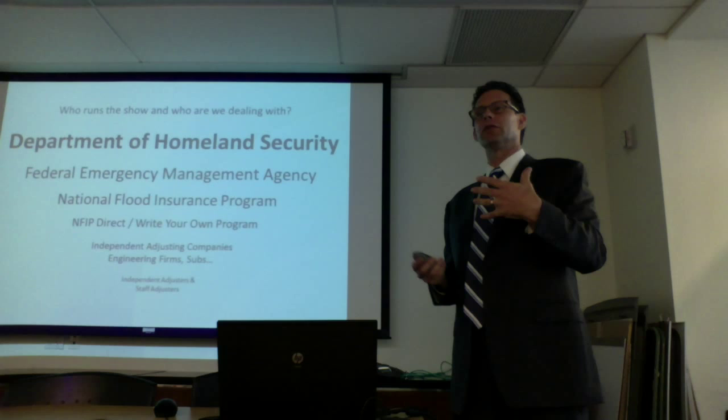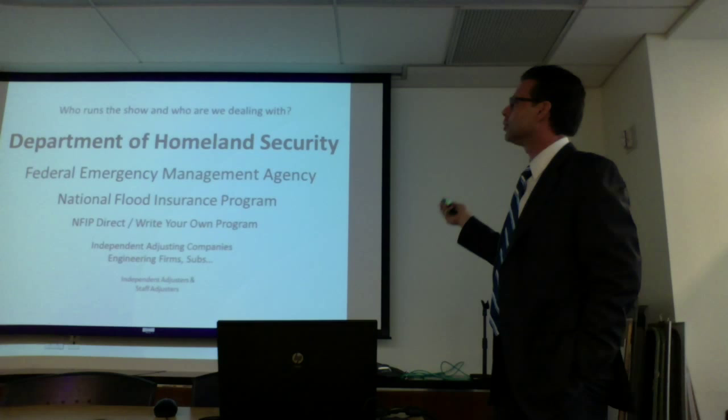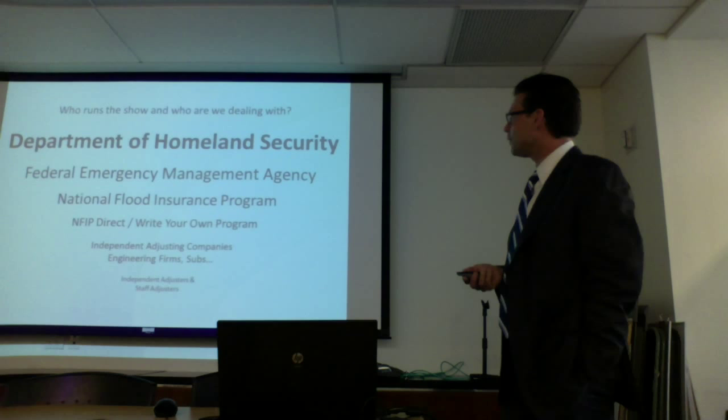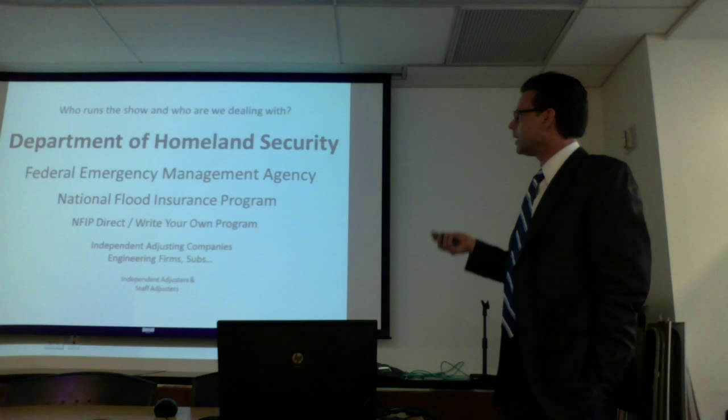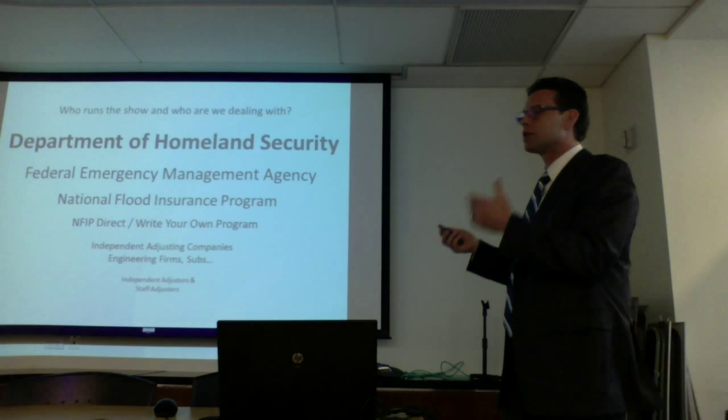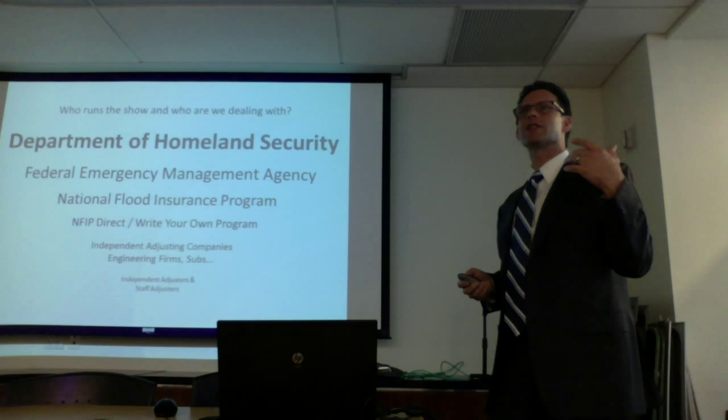In terms of who runs the show and who we're dealing with, obviously the Department of Homeland Security is the highest level. They're on top of FEMA. They oversee the National Flood Insurance Program, which is pretty much run by the Write Your Owns or the NFIP directs, and they engage independent adjusting companies, engineering firms, or subs to deal with claims. They in turn engage independent adjusters or staff adjusters. That's the guy who actually goes out and sees your claim.